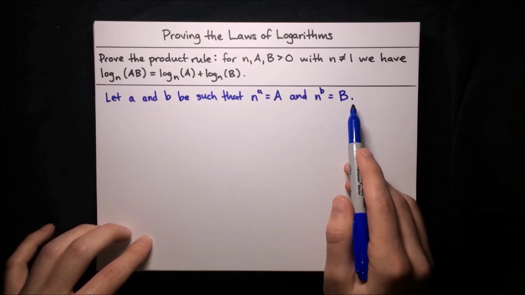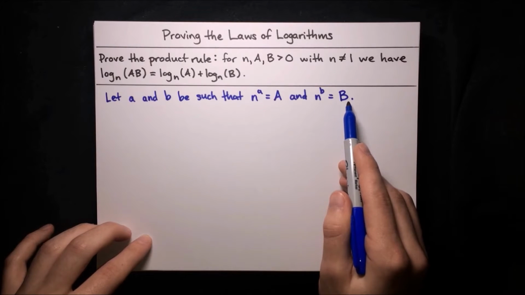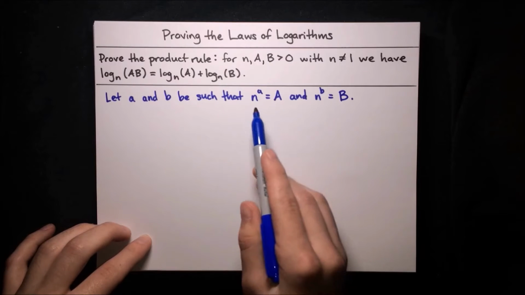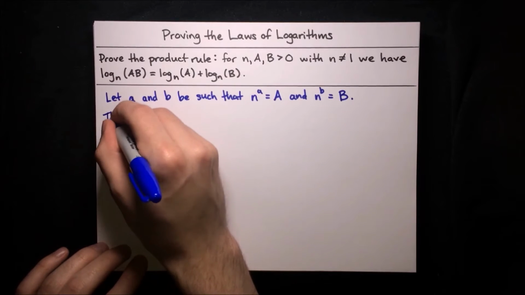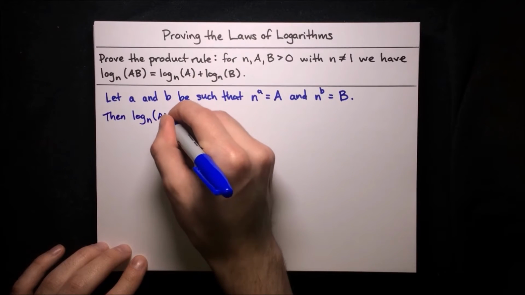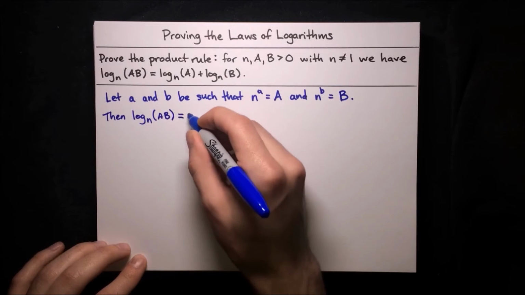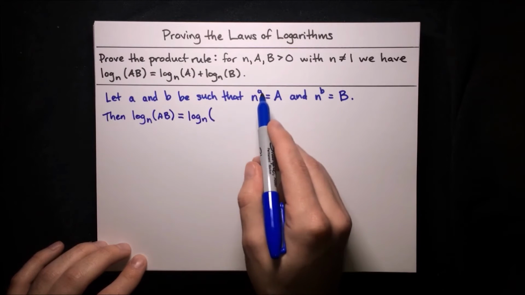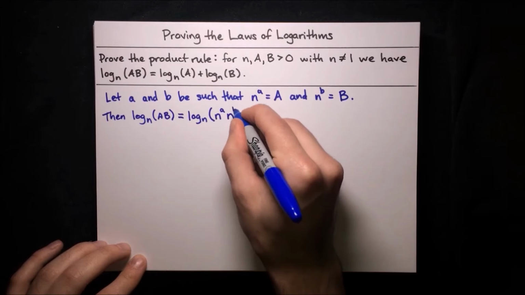And we know for sure that there are such a and b because n is a positive number not equal to 1. So that means any other positive number, like capital A or capital B, can be obtained as some power of n. So using this definition then, we can say that log base n of AB, that's the left-hand side and what we're trying to prove here, is equal to log base n of, well, A is just n to the lowercase a, so n to the lowercase a, and then B is n to the lowercase b.